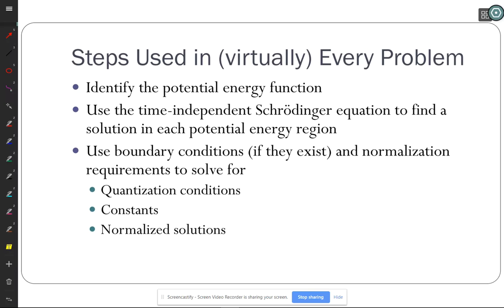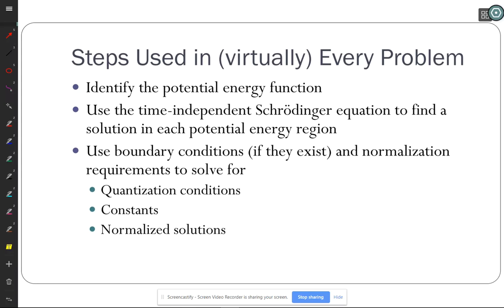Then use the time-independent Schrodinger equation to find the solution in each potential energy region. Now, this is the first time in our review I've mentioned the time-independent Schrodinger equation. If you look in the equation sheet, you'll notice I gave you a time-independent Schrodinger equation, which I call the position-independent Schrodinger equation. The full Schrodinger equation depends on both time and position. And then we separated them, which only worked if we had a potential energy function that was not a function of time.